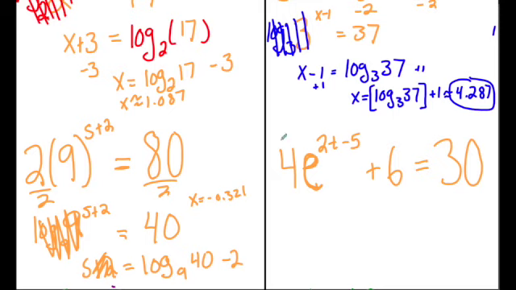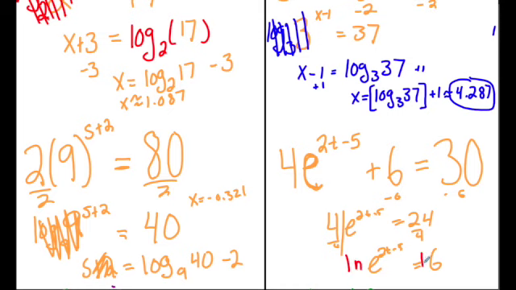All right, last one. This one's tricky because of the e. So first you'd be subtracting the 6, equals 24. Then you'd be dividing by 4. So e to the 2t minus 5 equals 6. Now remember, because this is ln, you're going to take the ln on both sides. And so what that's going to do is you're going to be left with 2t minus 5 equals the ln of 6.